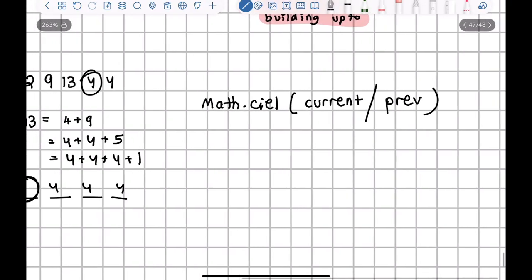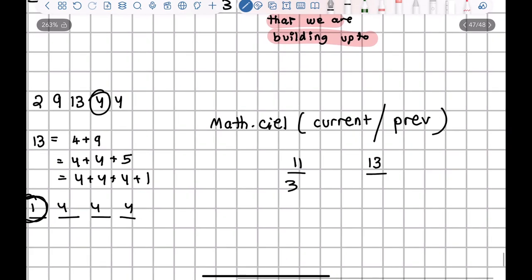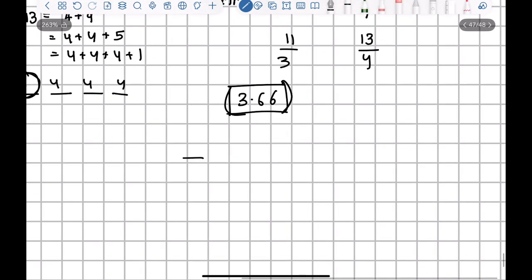So now where did this come from? Basically, if you see, our number given was 11, our number given was 13. If I divide it by the previous element, here it was 3 and here it was 4. What is 11 divided by 3? It is 3.66. That means we will need the ceiling of this. I cannot have 1 number, 2 number, 3 number and 0.6 number, right? We are using whole numbers. So we'll need one more value in order to fill this.